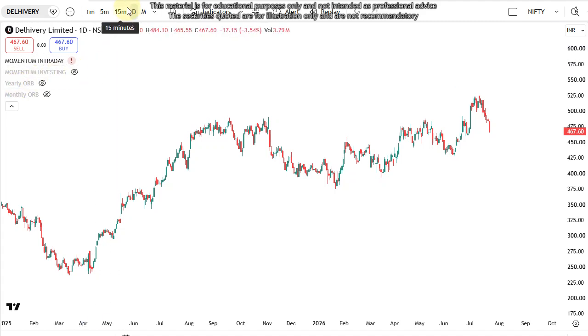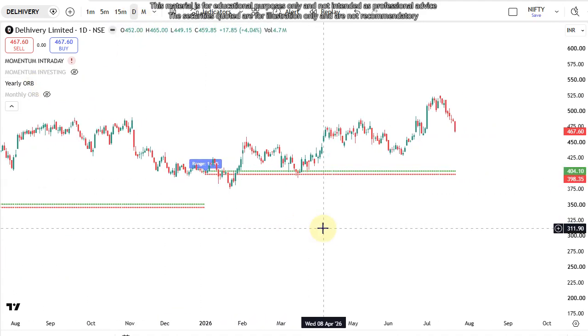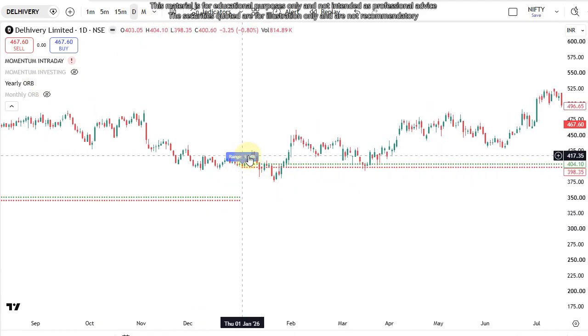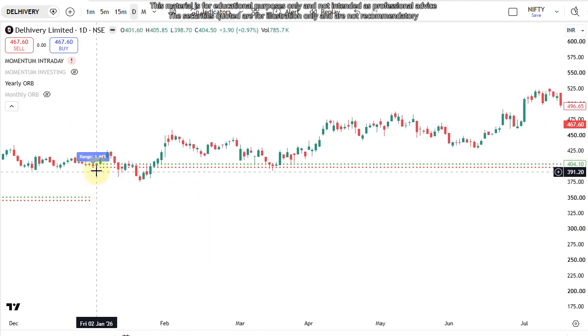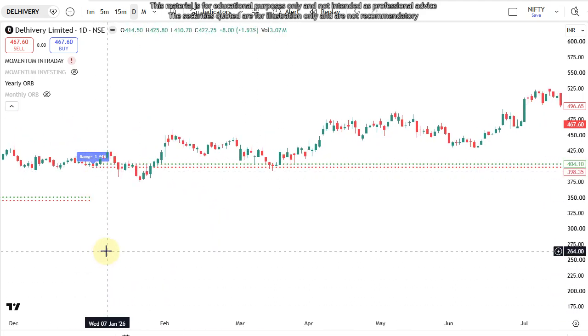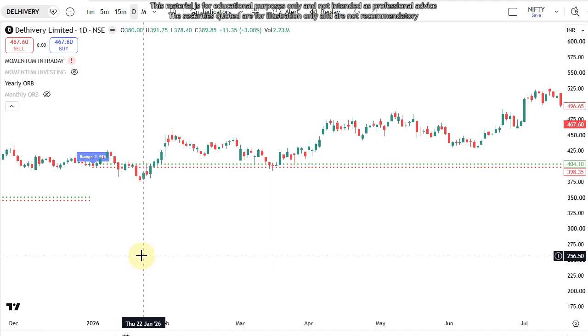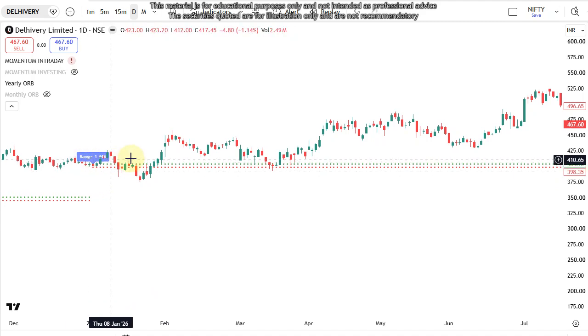Here I am using the daily time frame as the yearly ORB level, and we have a range plotted here. For every year on the first calendar day, we are using only the calendar day. We are not using any expiry day like that. Every calendar year beginning, on new year's day, the ORB will be plotted after the day close, and the range of the day is represented here.